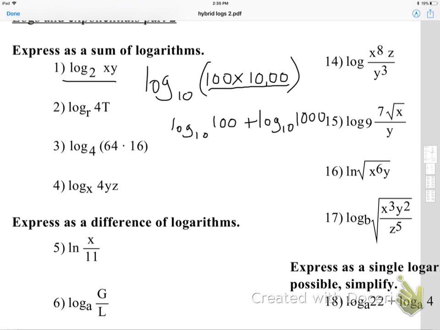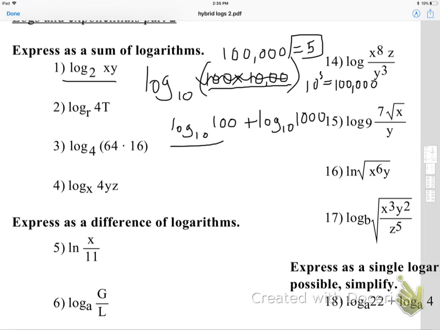If I actually multiply these, 100 times 1,000 is 100,000. So log to base 10 of 100,000 is 5, because 10 to the power 5 is 100,000. Put it in your calculator if you need to. Just do the log button of 100,000. It's going to give you 5, okay?